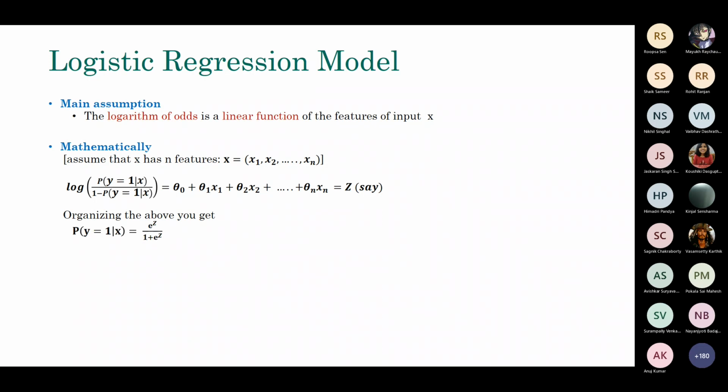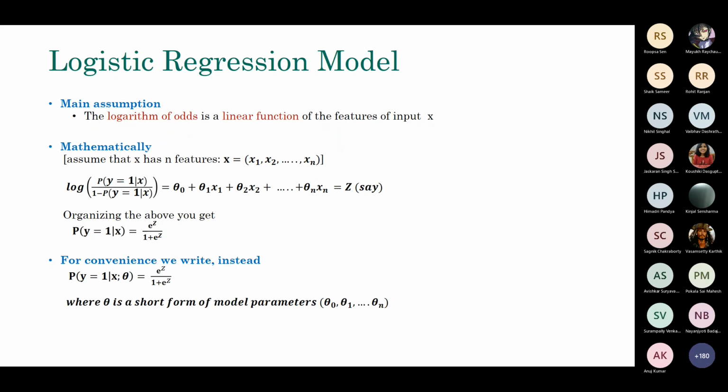Now, if you organize this a little bit, you get the probability that y equals 1 given the feature vector equals e to the power z divided by 1 plus e to the power z. This is the same mathematical form that we saw a couple of slides ago, the logistic form. For notational convenience, theta refers to the model parameters, because z consists of n plus 1 parameters, so I use capital theta as shorthand to represent all of them. So this is the model structure that we're going to play with, and you know what z is given the feature vectors.